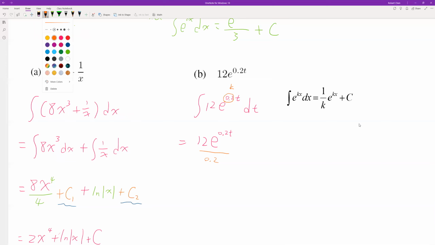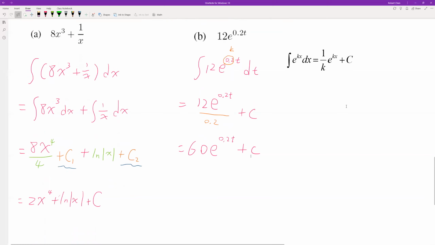Okay, and as always, don't forget to plus c. All right, and let's simplify this. So that's 60 e to the 0.2t plus c. And yeah, that's it. This is going to take some time to get used to, and of course, we will look at a few more examples together in a second.